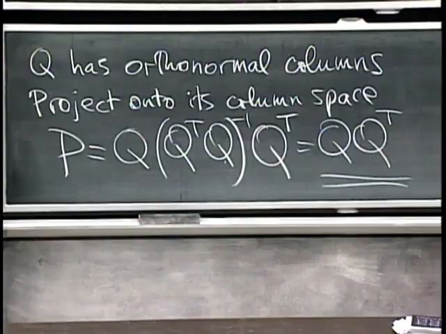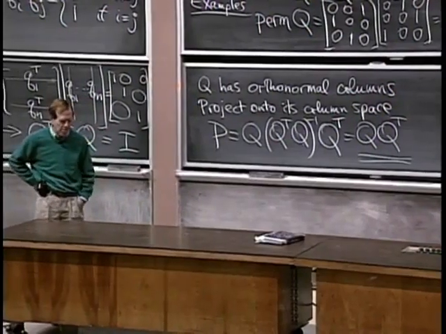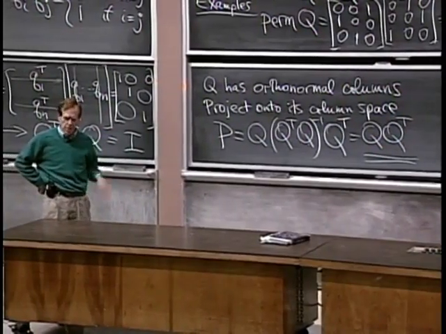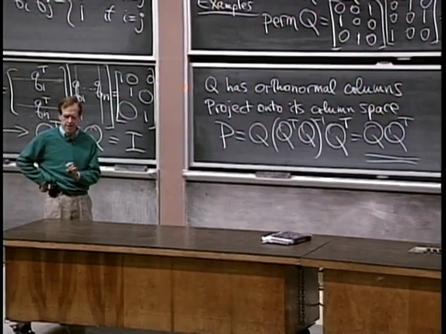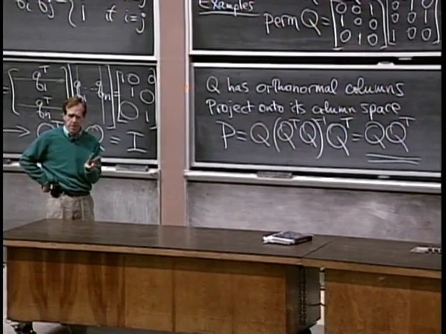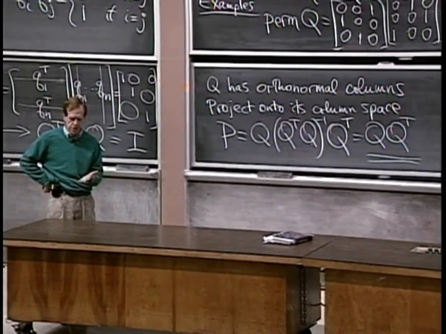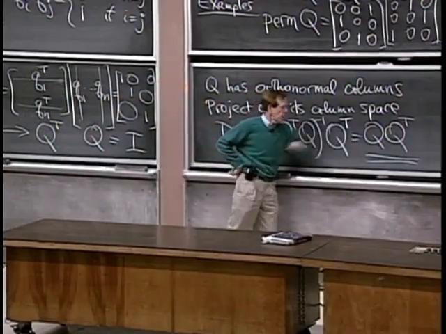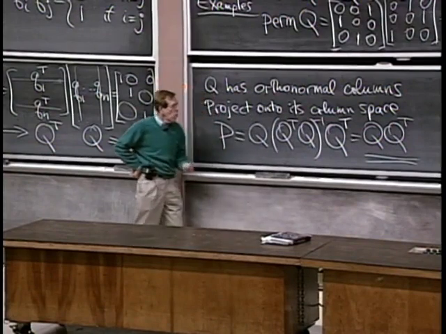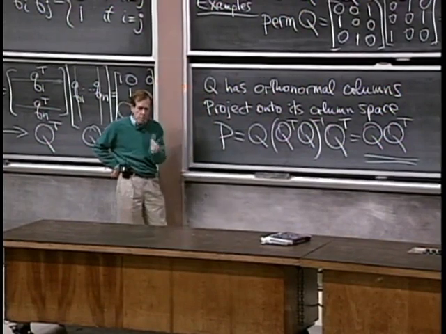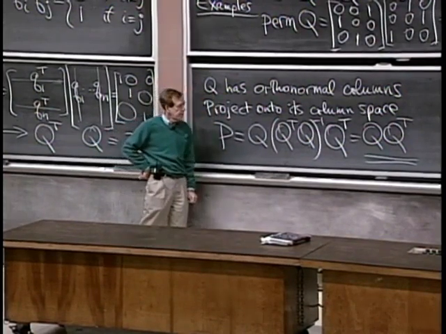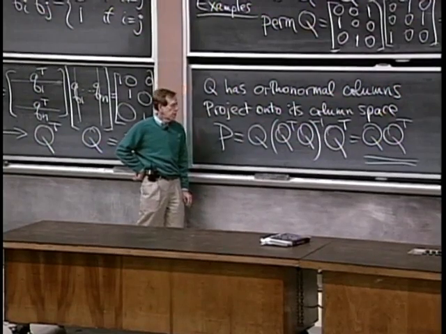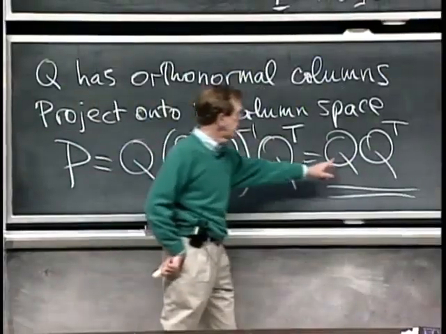Oh, I can't resist just checking the properties. What are the properties of a projection matrix? There are 2 properties to know for any projection matrix. And I'm saying that this is the right projection matrix when we've got this orthonormal basis in the columns. Okay, so there's the projection matrix.